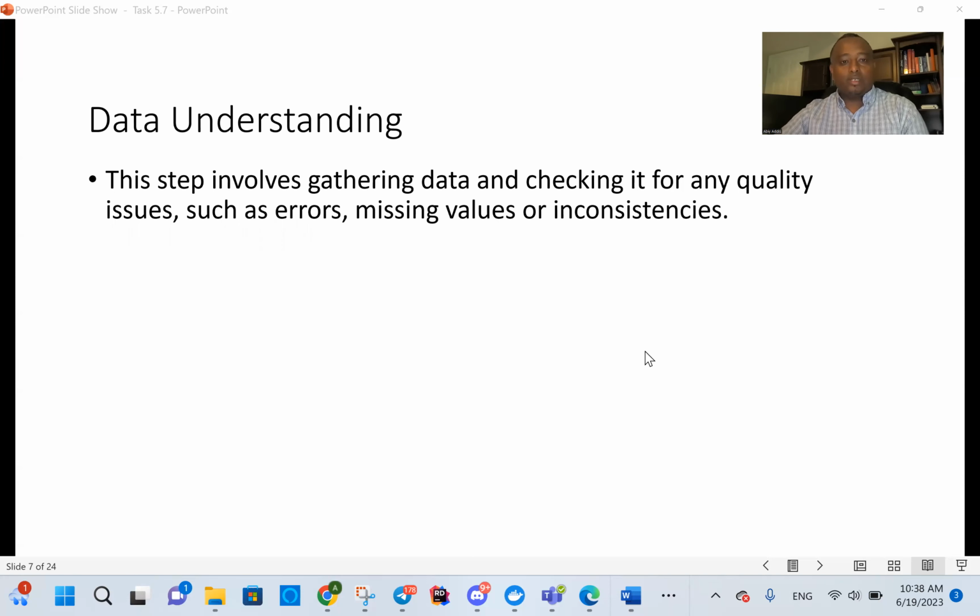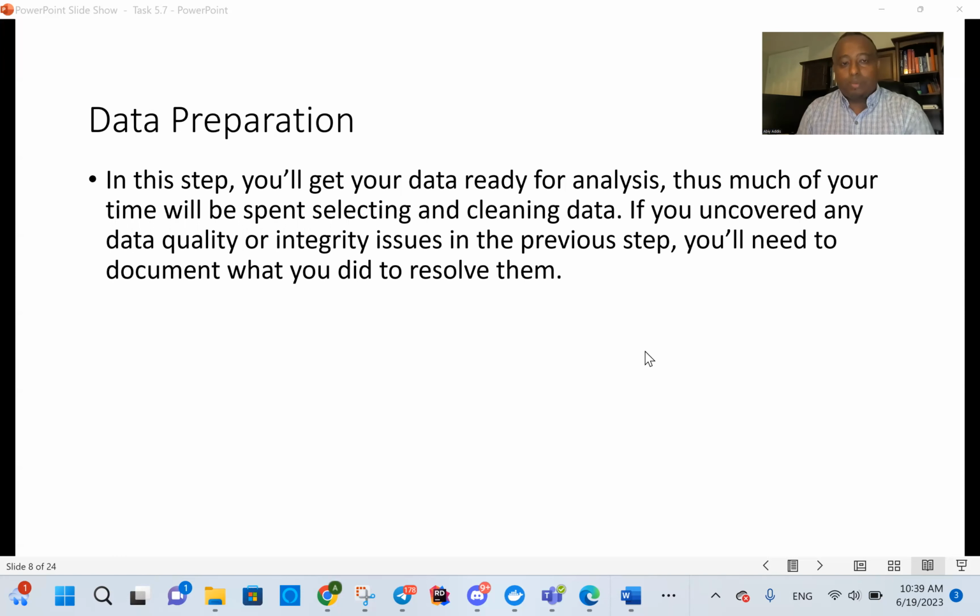The second element is data understanding. After we understand the business, we are going to see what the data looks like, the nature and genesis of the data itself. This step involves gathering data and checking it for any quality issues such as errors, missing values, or inconsistencies. The third one is data preparation.